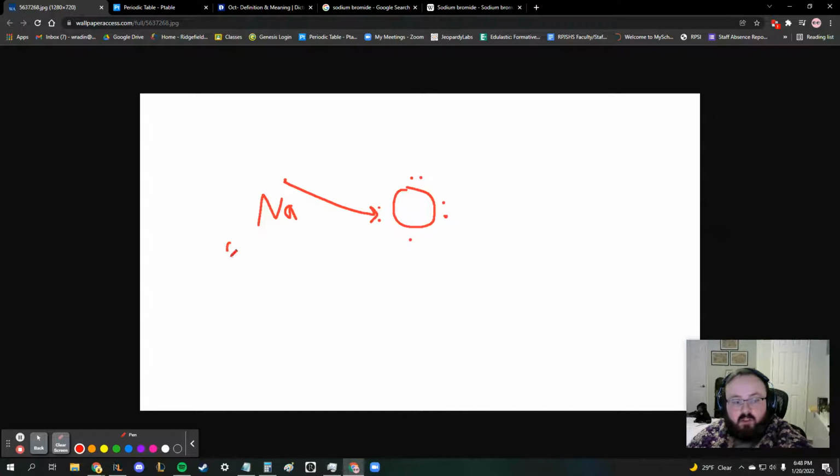We are starting at a 0 charge. We are subtracting. We're losing a -1 charge. So this will become a sodium with a +1 charge. But this oxygen only has 7 valence electrons now. It needs 1 more electron.